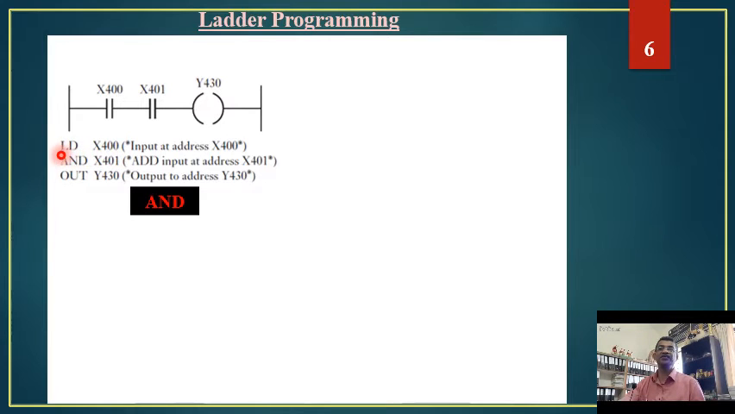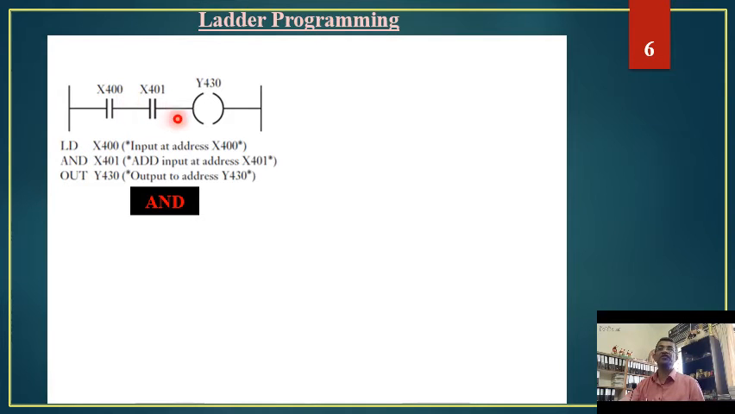This LD very clearly means that we are starting by loading an address of X400. In the bracket, if you want, you can write a comment over there. It has to be in the bracket and start with an asterisk: input at address X400.